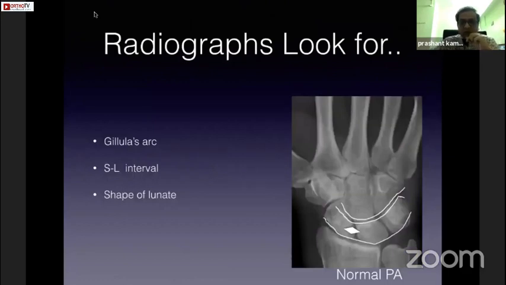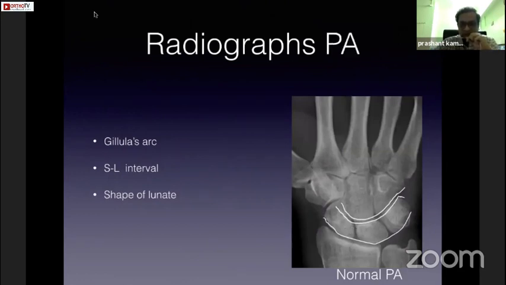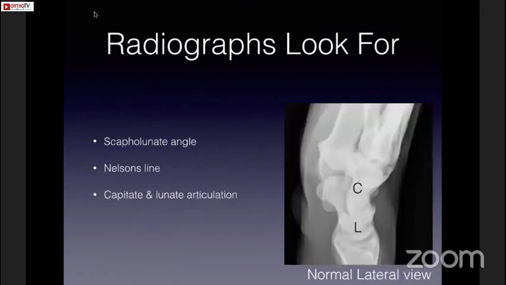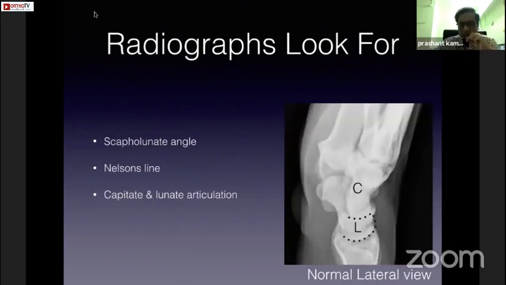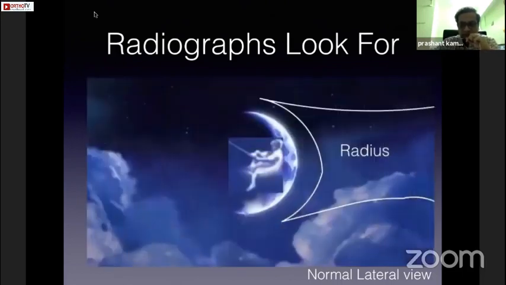So on a normal X-ray, what are you supposed to look for? These are Gilula's arcs, the scapholunate interval, and the shape of the lunate, which is normally rectangular. On lateral view, you see the lunate, which is a half-moon shape, and the sitting capitate. So you can correlate this capitate like this: this boy is the capitate, and he is sitting on the moon, and they are collinear with the radius. This is how I remember.